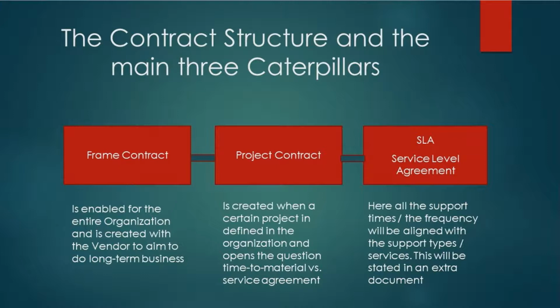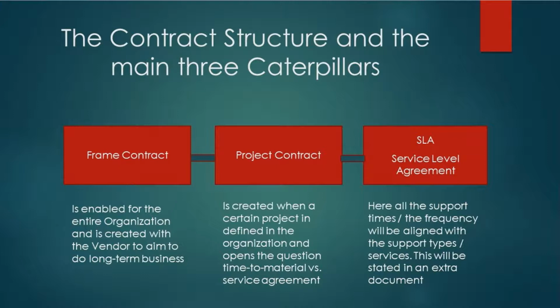We are now going to look at the contract structure and the main 3 pillars. The main 3 pillars, from my experience, are a frame contract, a project contract, and a service level agreement. These 3 are often implemented when you have a PCM process. Sometimes it's just a prolongation of a certain project contract, like in the case of the facility management solution, which we talked about within the scope phase or presentation phase.